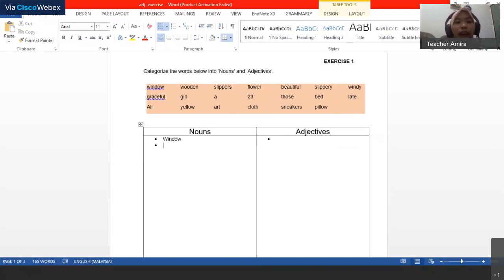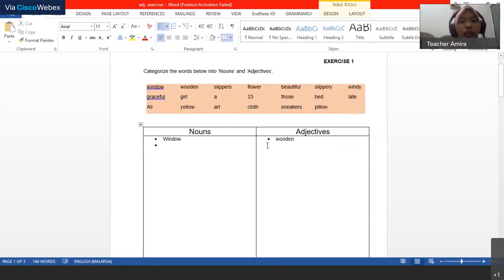And then we have the word wooden. It's not wood, but it's wooden. Is it a noun or is it an adjective? If the word is wood, then definitely it would be a noun. However, it is wooden. It is describing something. For example, I am pulling the wooden door. Okay, so the word wooden is an adjective.